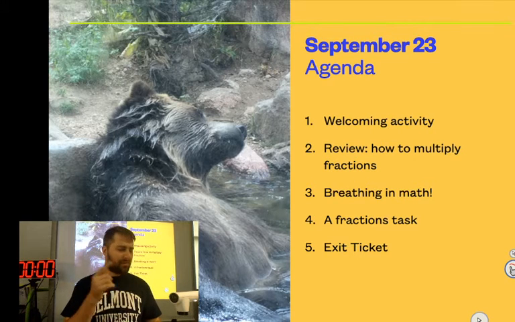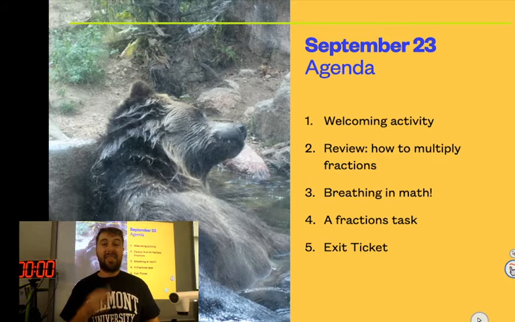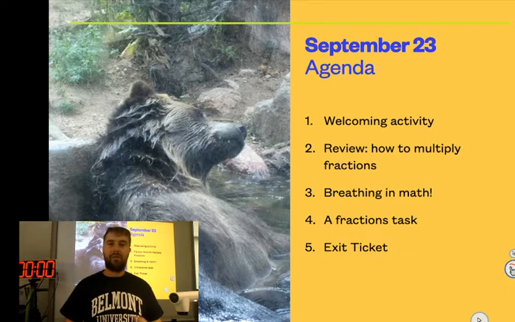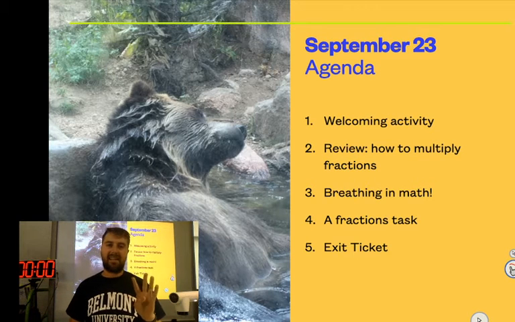Then we're going to review and write down some collective notes, that's notes that we have come up with together, about reviewing how to multiply fractions. Then third, we'll take a moment and breathe in our math class and just make sure we're focusing on our breath and not getting overwhelmed. And we're going to practice some skills on what to do when you're feeling stressed or anxious or possibly just even overexcited. And then number four, we'll do a fraction task, which will also turn into five, our exit tickets. We're combining four and five today.